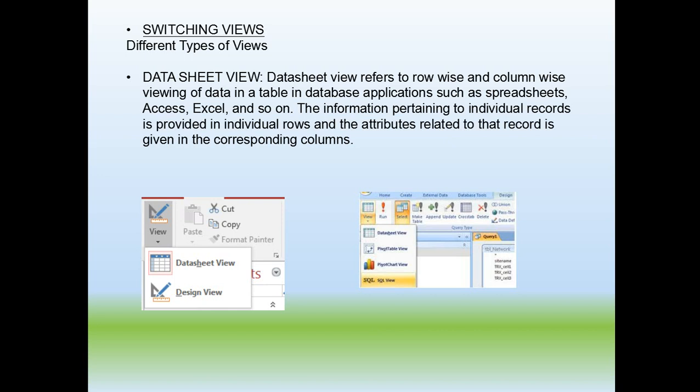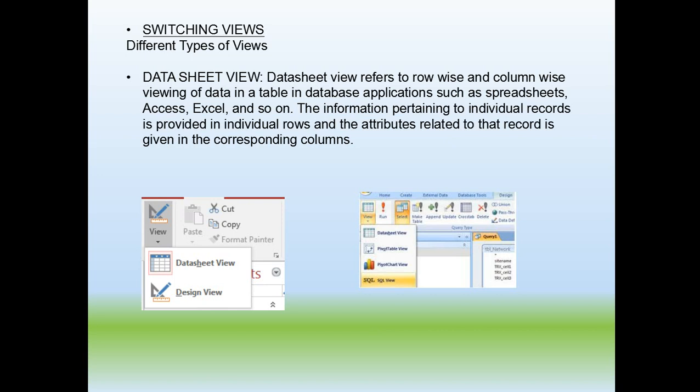Datasheet view refers to row-wise and column-wise viewing of data in a table in database applications such as spreadsheets, Access, Excel and so on. The information pertaining to individual records is provided in individual rows and the attributes related to the record are given in the corresponding columns. So, here we can see view, datasheet view and design view in the first diagram. Datasheet view and design view.